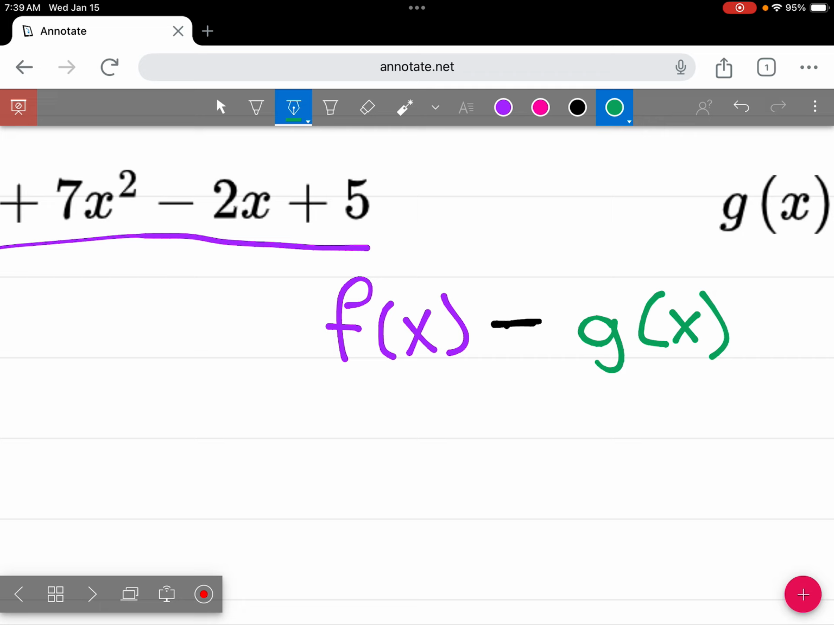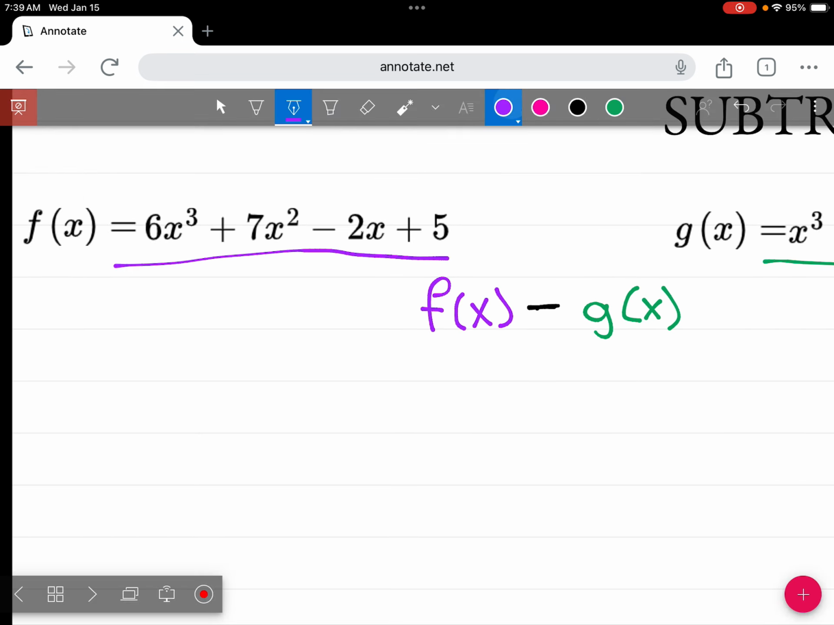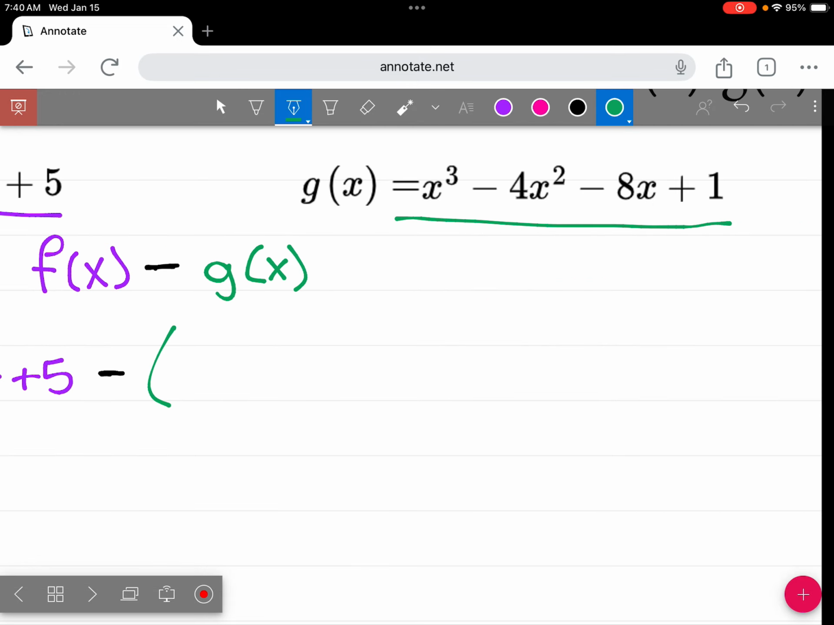So in this case, since we're subtracting g of x, we need at the very least for g of x to be in parentheses. If you want to put both in, totally fine, but g of x needs to be. So my f of x is still just going to hang around: 6x cubed plus 7x squared minus 2x plus 5. And we need to subtract everything that's in g of x, all of it: x cubed minus 4x squared minus 8x plus 1.